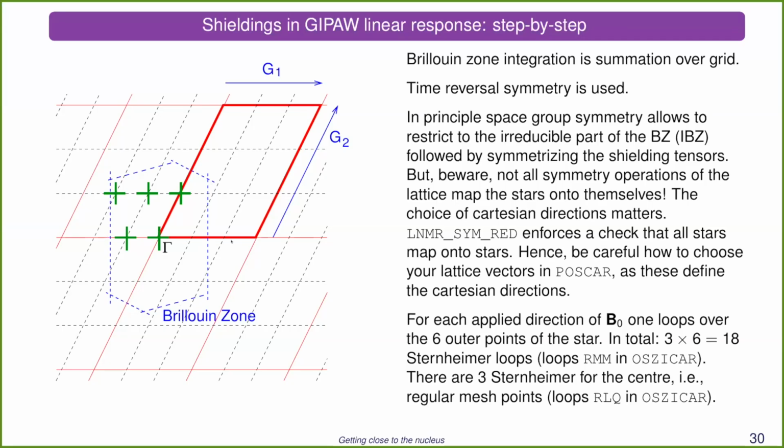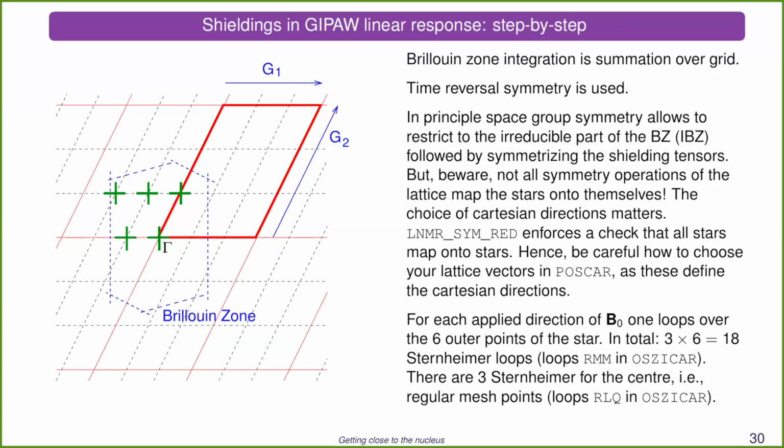And typically you sample this with a mesh. Here it's a 3 by 3 by 3 mesh, gamma centered in this cell. And then you have to have all the points where the lines cross. And now you see you get stars over there. So you have to do all the 6 points plus the central points on all those stars.